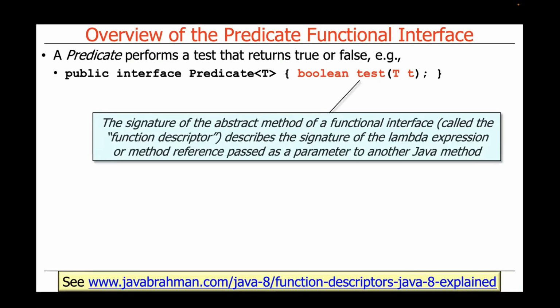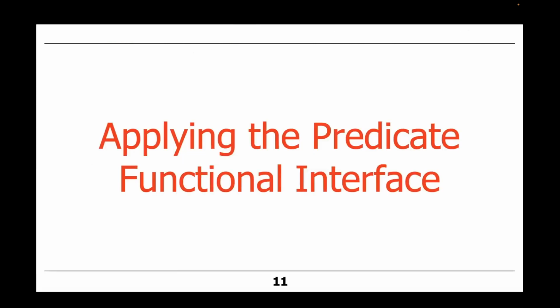This is what's known as the signature of the abstract method. It's called the function descriptor. And it basically describes the signature of the lambda expression or the method reference that can be legitimately passed as a parameter to a method that takes a predicate. And if you don't get a match, if the descriptors of the functions don't match, then you'll get a compiler type error, which is exactly what you want because you want to have strong typing in these cases.